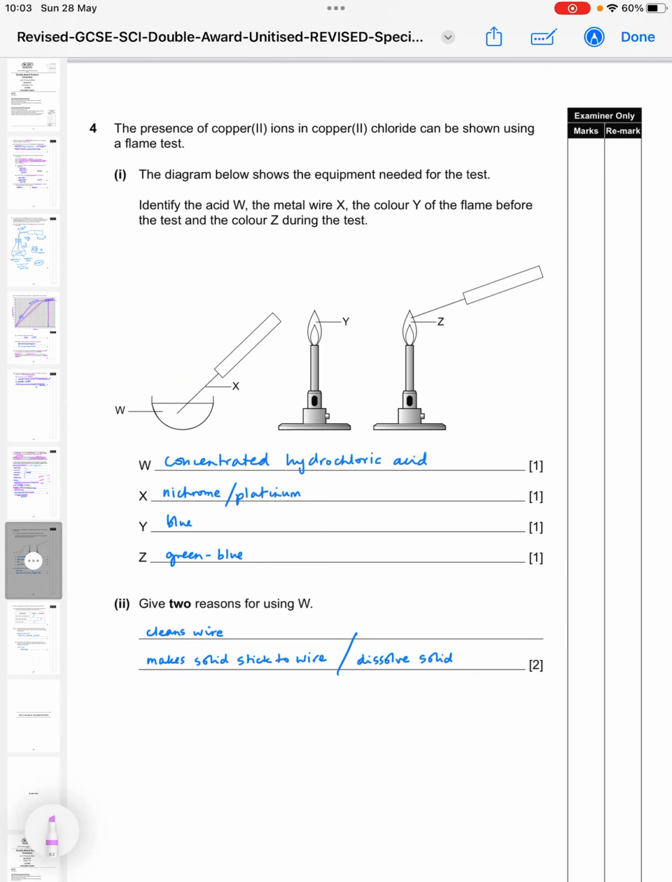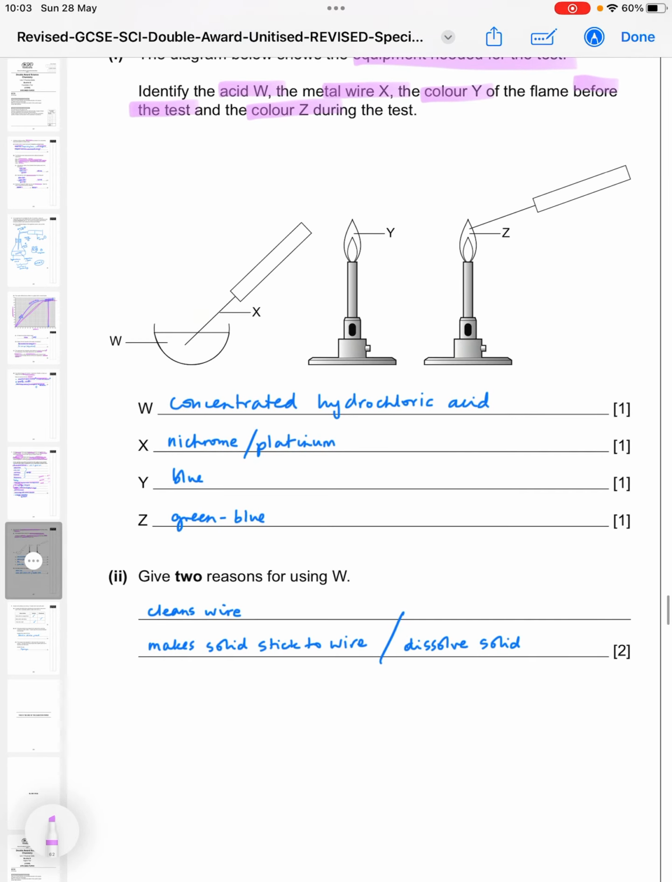The presence of copper-2 ions in copper-2 chloride can be shown using a flame test. The diagram shows the equipment needed for the test. Identify the acid, W, the metal wire, X, the colour Y of the flame before the test, and Z during the test. So the W here is the acid, that's concentrated hydrochloric acid. X is the wire, so they're looking for you to say nichrome or platinum wire.